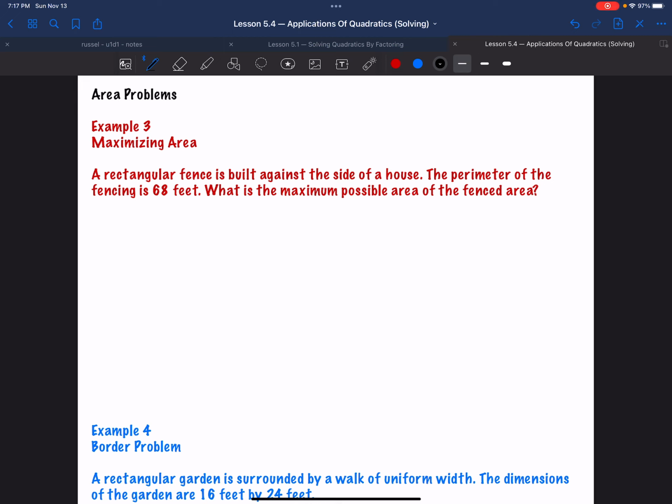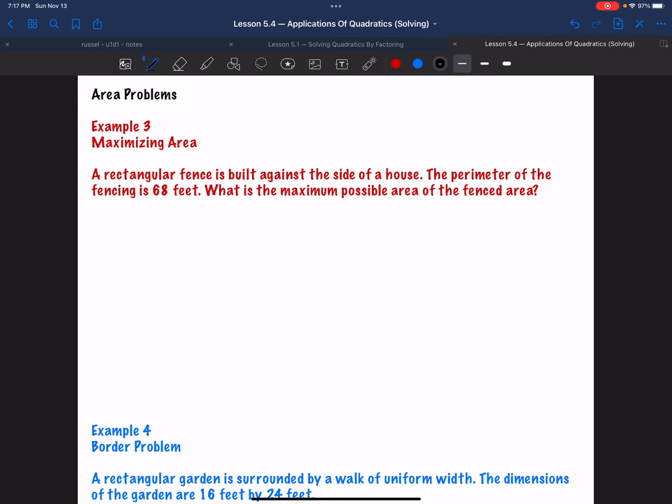So example 3, maximizing area. A rectangular fence is built against the side of a house. The perimeter of the fencing is 68 feet. What is the maximum possible area of the fenced area? Okay. So the first thing, whenever you get a problem like this, you should draw a picture. That is exactly what you should do, which is what I'm going to do now.